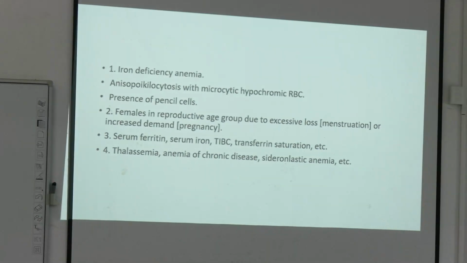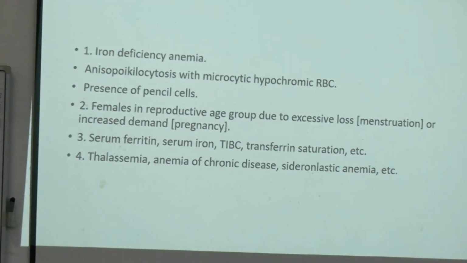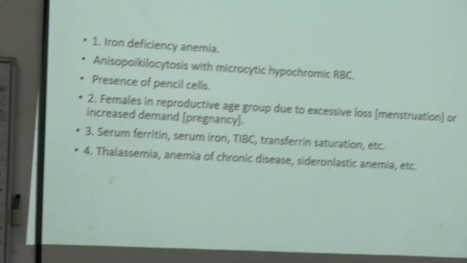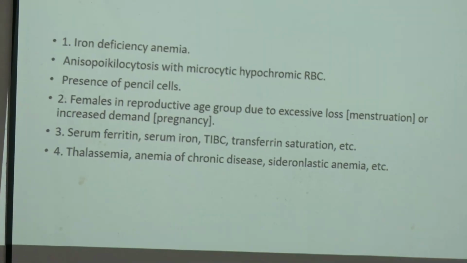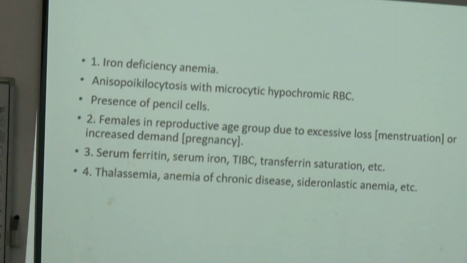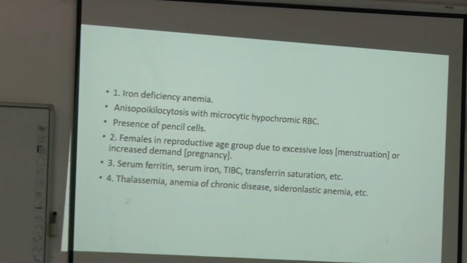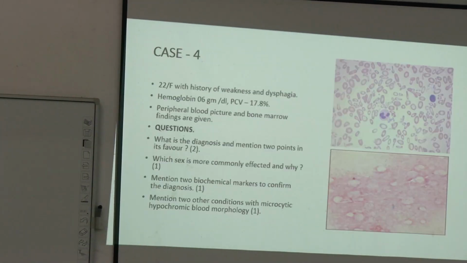There are many. Serum ferritin. Okay, ferritin will be low. If serum ferritin is low, serum iron will be low. When serum iron is low, what happens? TIBC will be increased. Total iron binding capacity will be increased, and transferrin saturation. You have to keep these in mind, okay?